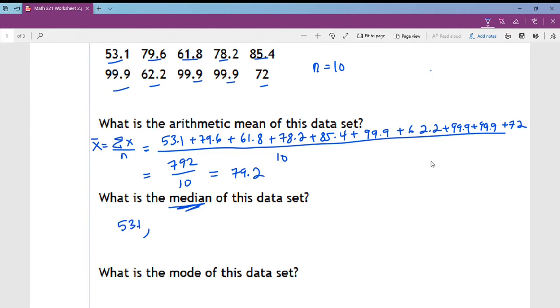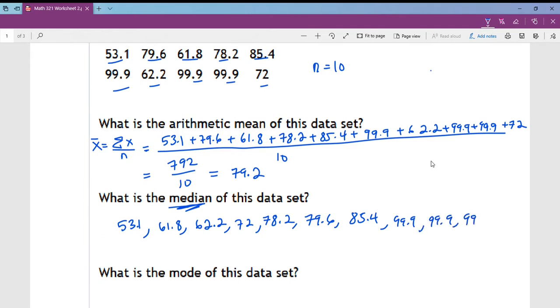53.1 is the smallest. 61.8 is next. 62.2. 72. 78.2. 79.6, 85.4, 99.9, 99.9, and 99.9. That's all 10 data values.